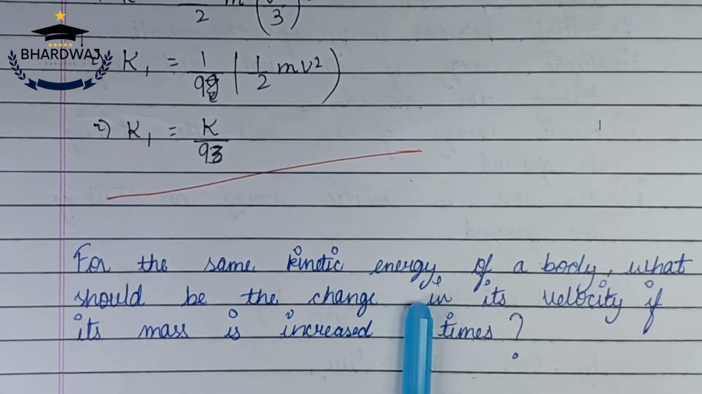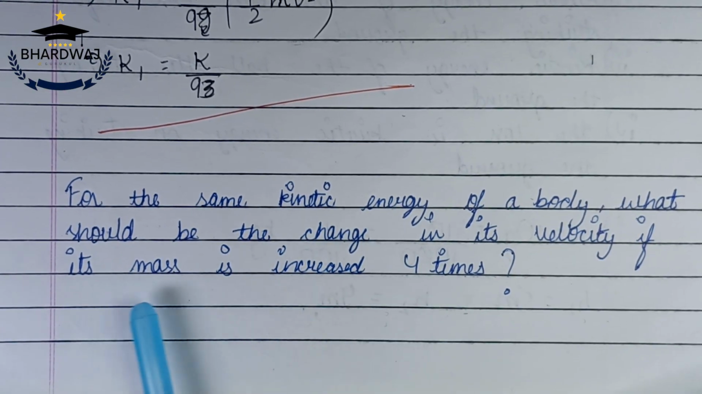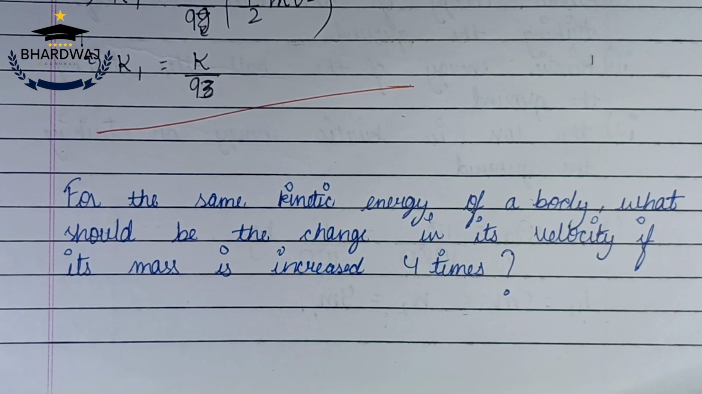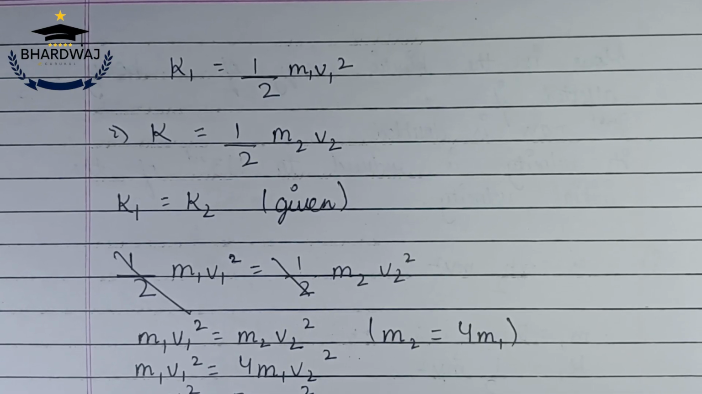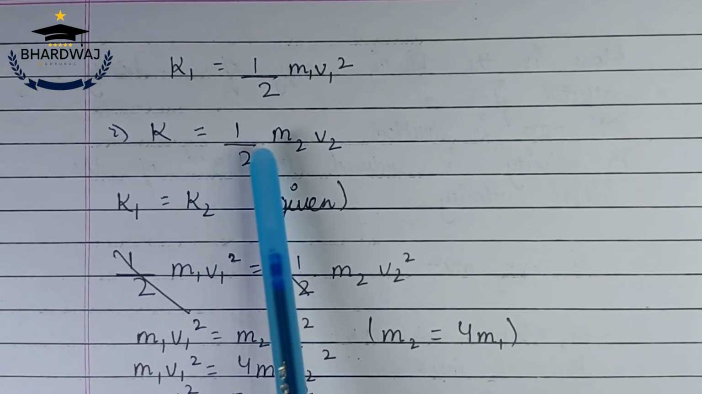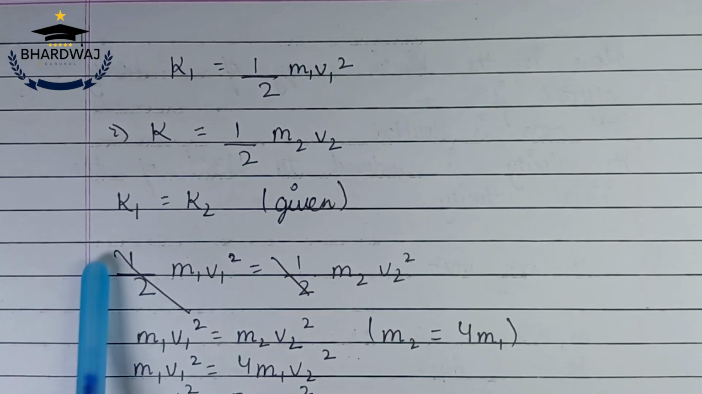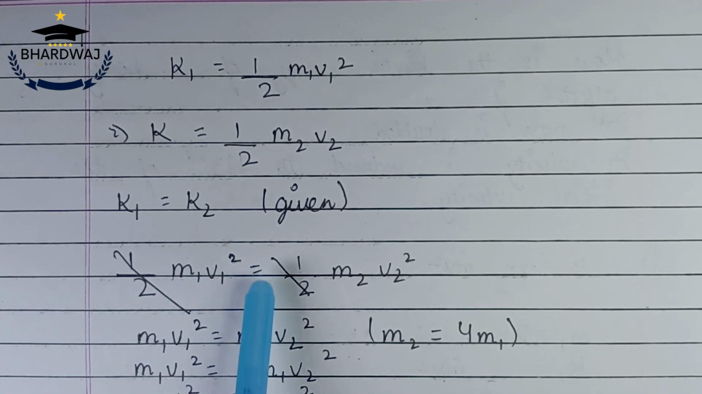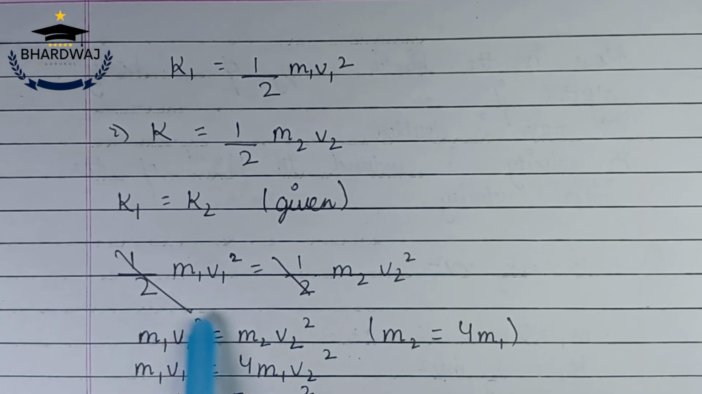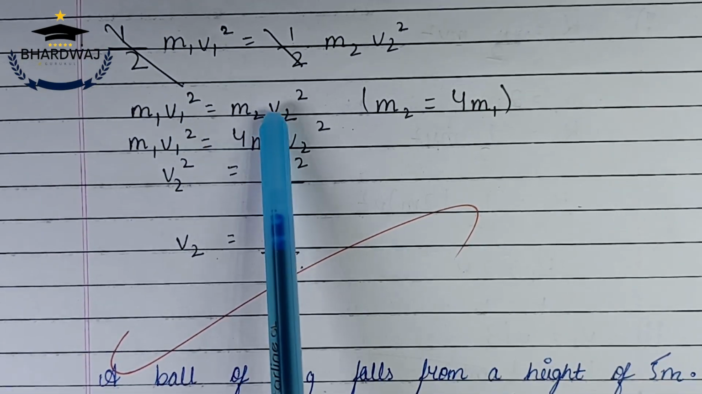For the same kinetic energy of a body, what should be the change in its velocity if its mass is increased 4 times? K1 is equals to 1 by 2 m1 v1 square. K2 is equals to 1 by 2 m2 v2 square. K1 is equals to K2, which is given. 1 by 2 m1 v1 square is equals to 1 by 2 m2 v2 square. 1 by 2 gets cancelled. m1 v1 square is equals to m2 v2 square.